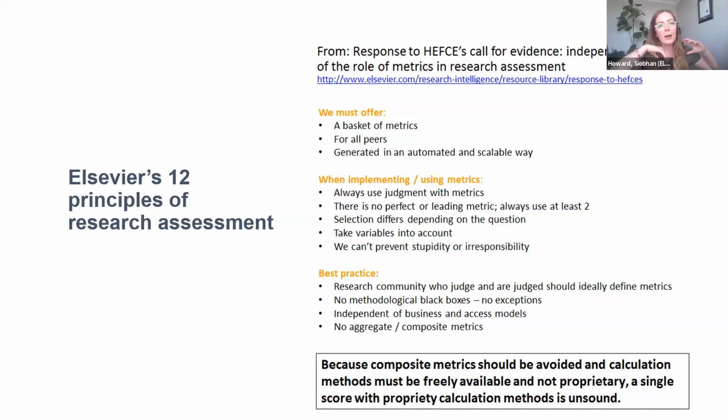But basically, we have kicked off and been a really integral player to what responsible use of metrics looks like, such that we have actually developed our 12 principles of research assessment. And these go through a variety of different expectations for what Elsevier needs to be able to share with our customers, which is multiple metrics, our basket of metrics, accessible to all different types of stakeholders. And a really key piece there is that it should be automated and scalable. We do a lot of work on that front to ensure that you are able to access this data and these metrics in that way.